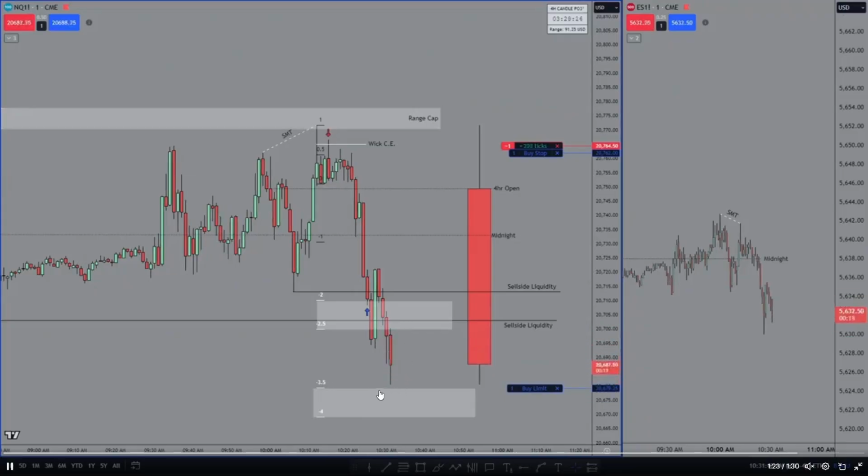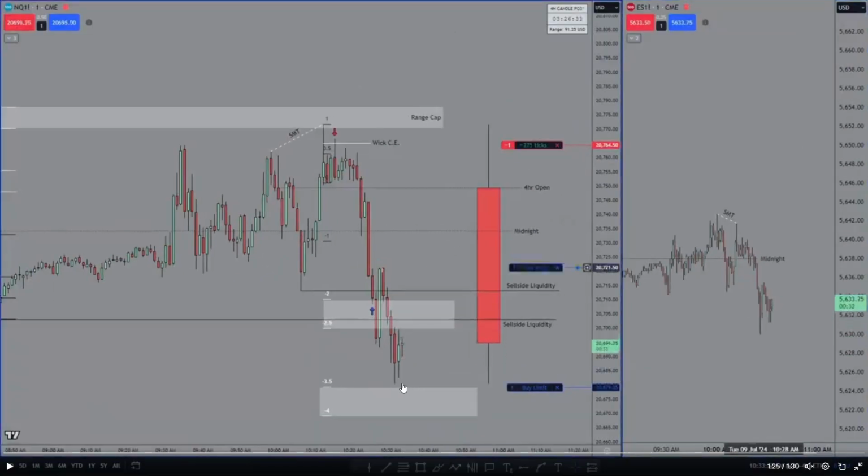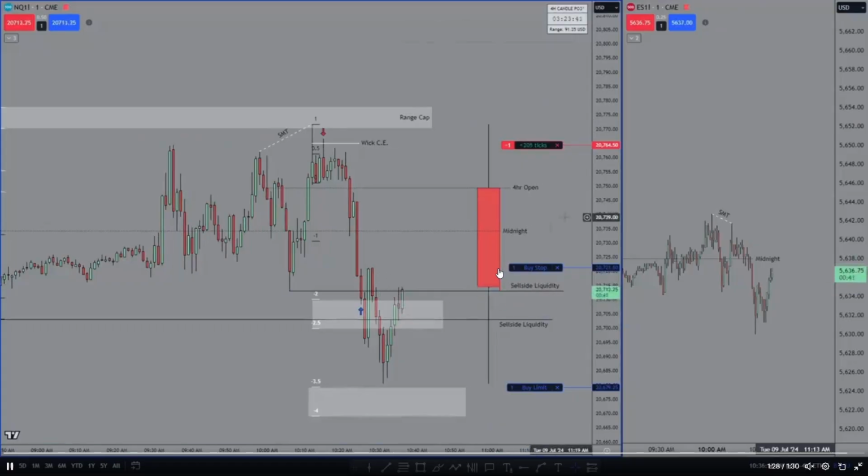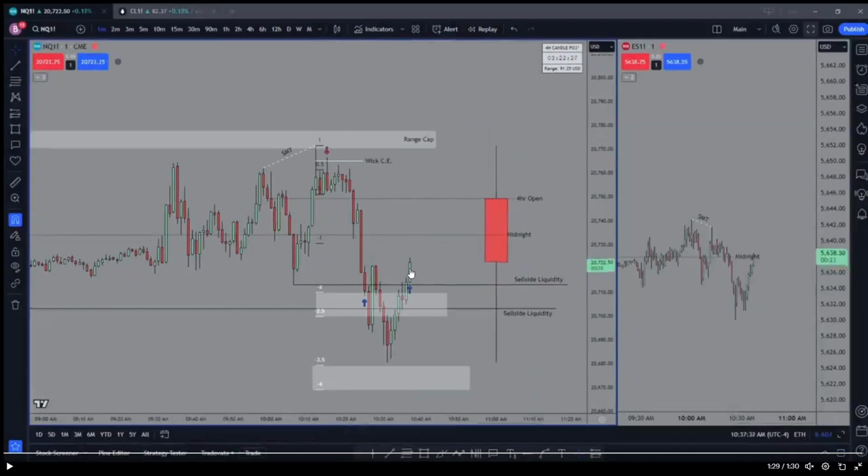So right here, we came like 1 to 2 ticks from 3.5 to 4 standard deviations, and I did not take it off here. And we came back up and hit my stop loss in profit. Okay, so what happened here? Why did we not reach for 3.5 to 4 standard deviations?